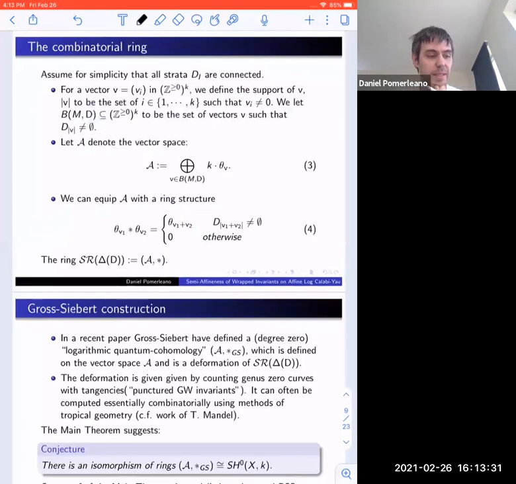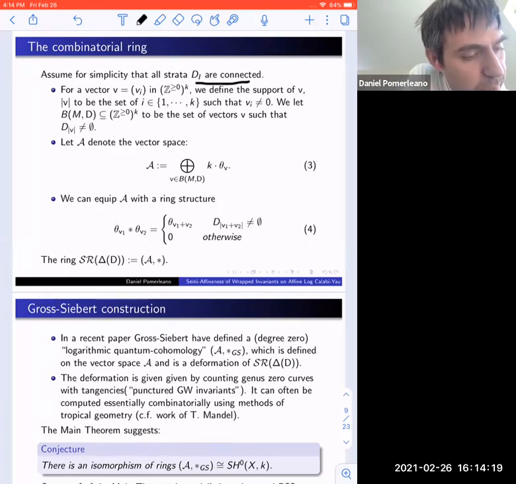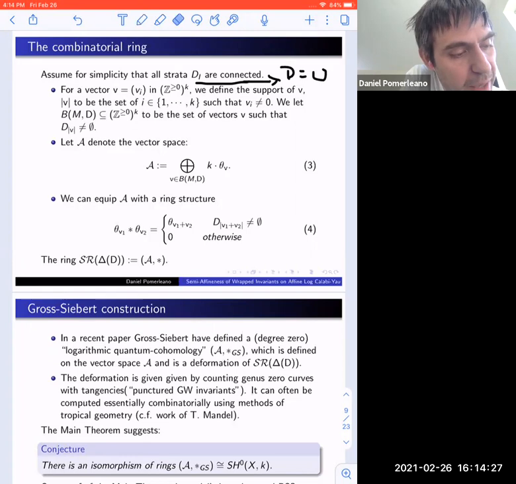Let me tell you a bit about this combinatorial ring, because that's not a consequence of the general yoga that I was explaining. It's some additional structure. We're going to assume for simplicity that all of the strata of your divisor are connected, just to keep the notation manageable. It's not something that's needed. For any vector v, a k-tuple of non-negative integers, here I'm assuming that my simple normal crossings divisor D has k components.